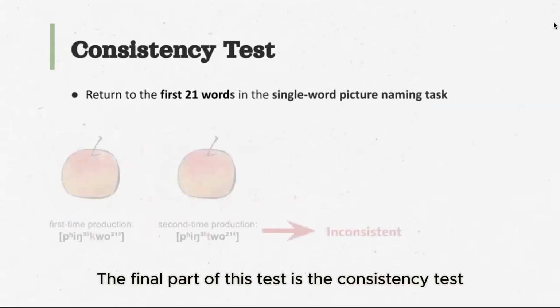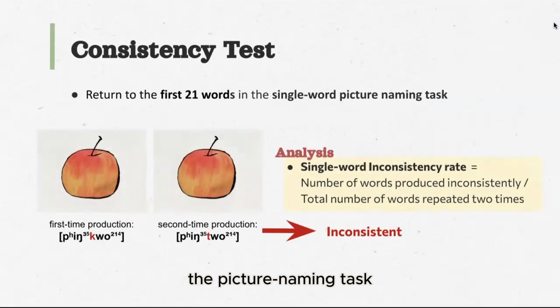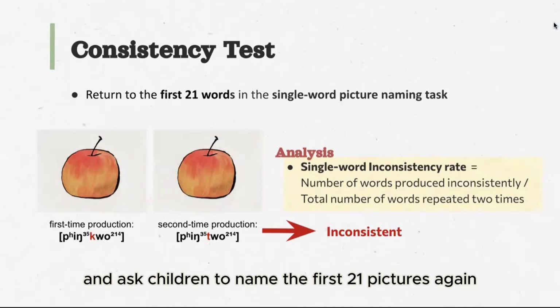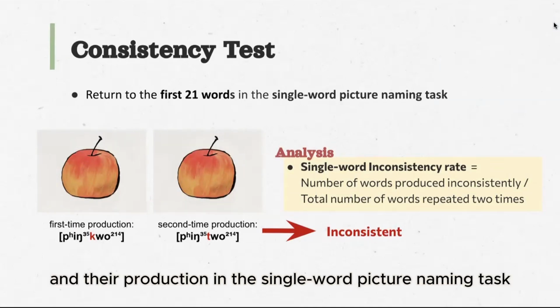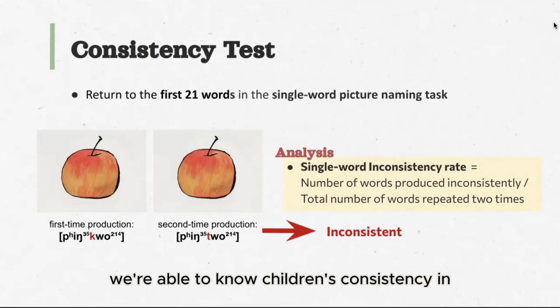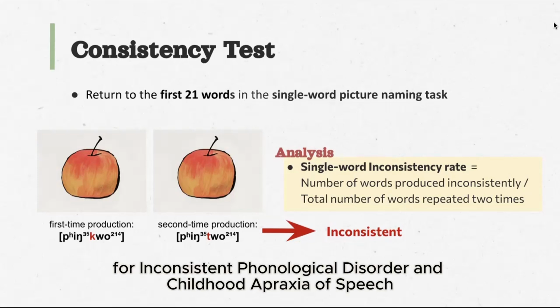The final part of this task is the consistency test. In this section, the SLP returns to the first task, the picture naming task, and asks children to name the first 21 pictures again. By comparing their production in this task and their production in the single word picture naming task, we're able to know children's consistency in producing the same word twice. A high level of inconsistency rate is a red flag for inconsistent phonological disorder and childhood apraxia of speech.